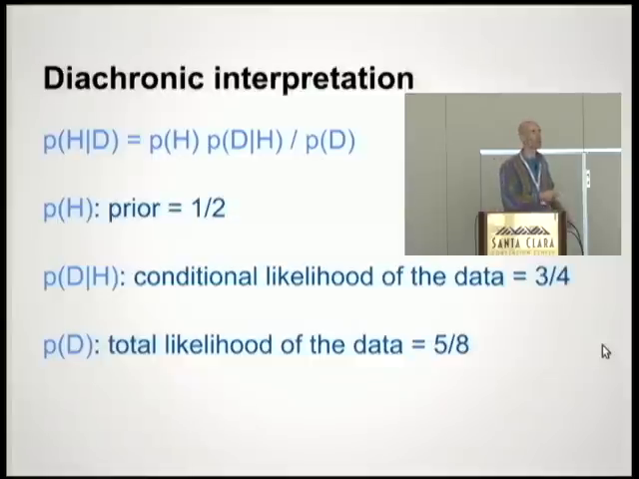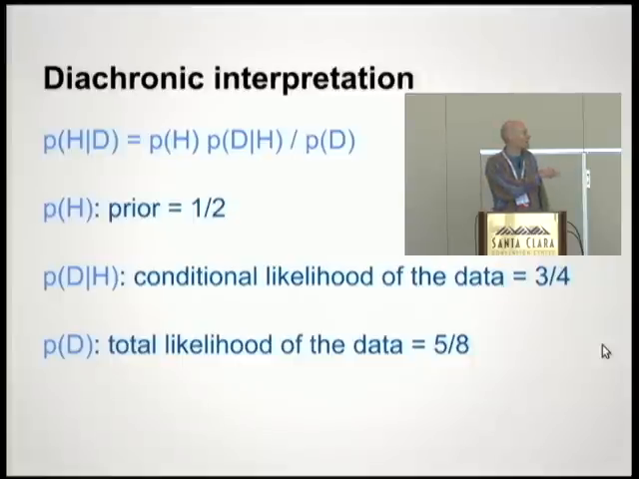Now, in this example, we can plug in the numbers for all of these. So before you saw the data, there was a 50-50 shot that you had chosen either bowl, and so the prior belief that you chose bowl number one is a half, 50-50. The conditional likelihood of the data is relatively easy in this case because we were told that bowl number one contains 3/4 vanilla cookies. So if the hypothesis is true and we did draw from bowl number one, then the probability of getting a vanilla cookie is 3/4. So that's the conditional likelihood of the data.